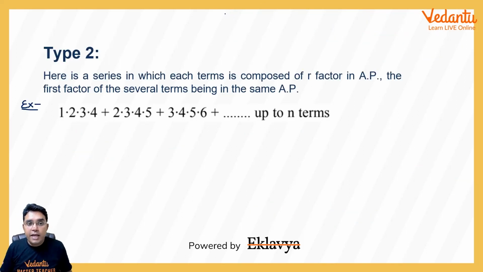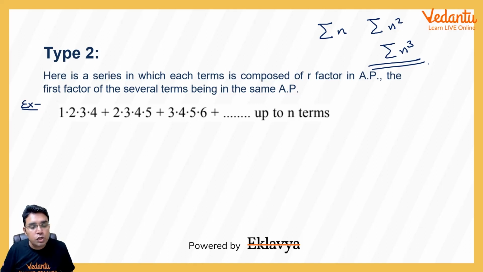Okay. Now coming to type 2, this is also a very important thing you should know. Otherwise, what happens in such questions, we use formulas like sigma n square, sigma n cube, that will not be needed for at least such questions. Here you will require lots of calculation to be done.